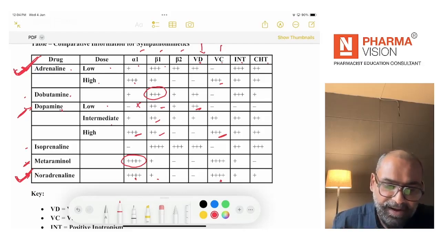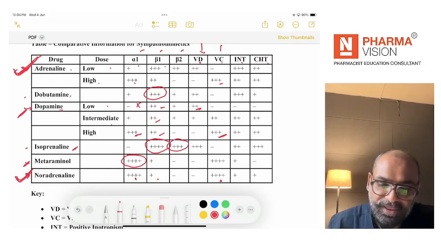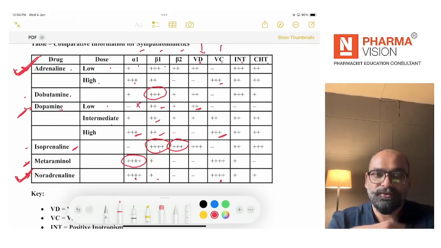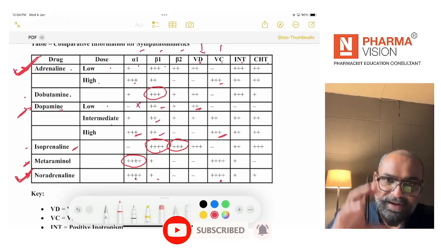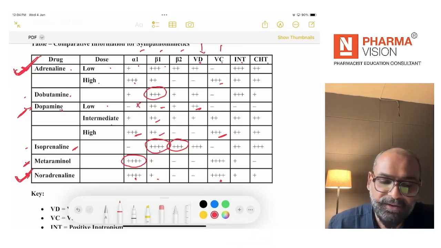Another medication is isoprenaline. Isoprenaline acts on two things, beta 1 and beta 2 receptors. The beta 1 receptor improves the cardiac output, and the beta 2 receptor improves the blood flow towards the skeletal muscles. So that is the flow and pattern in which you have to learn these drugs.